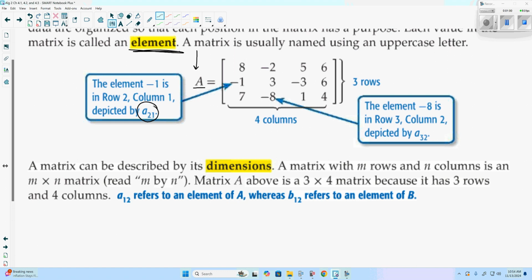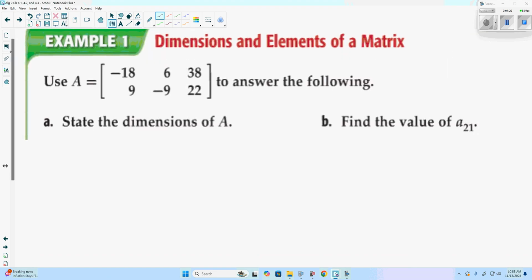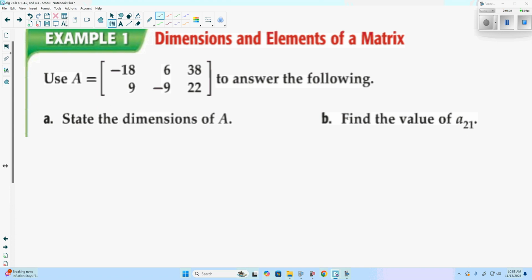And the two numbers next to it are the row and column. Row is going to go first, column second. So if we talk about second row, first column, we're looking at the number -1. And we have these here. And the other one they have is A32, third row, second column, would be our -8. And dimensions are just the rows by columns. So if we look at this first one here, because we've talked about dimensions before.